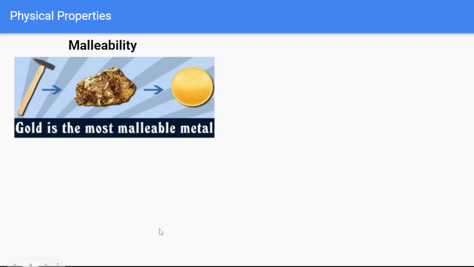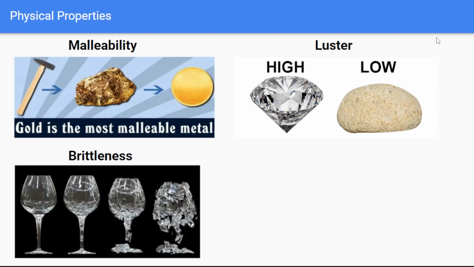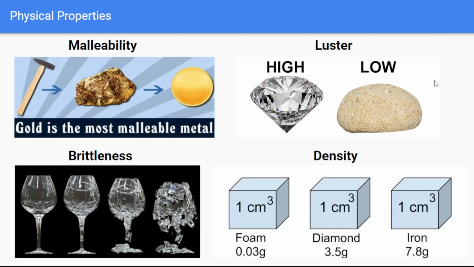Examples of physical properties are malleability, the ability of that substance to be hammered into sheets, or how easily it'll bend. You have luster, so how shiny that substance is. Brittleness, how easily it breaks. And then density, the ratio of mass to volume.